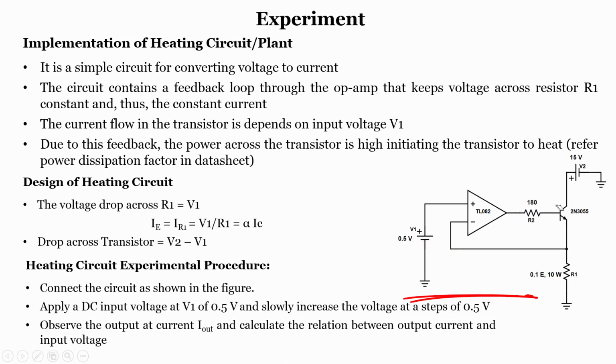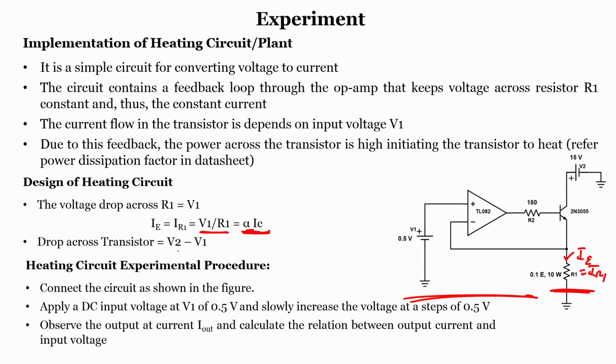Now, due to this feedback, the power across the transistor is high, causing the transistor to heat, or we can see the heat dissipation in the data sheet. So, in designing this circuit, the voltage drop across R1 will be equal to V1. Now, IE, the current flowing through the ammeter, is equal to IR1. What is IR1? IR1 is V1 by R1, and it equals alpha times IC, which is the current through the collector.